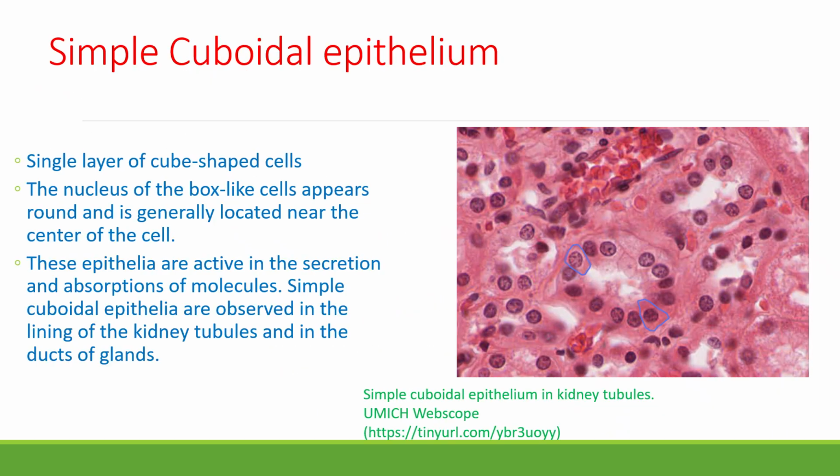Simple cuboidal epithelium is a single layer of cube-shaped cells. The nucleus of the box-like cells appears round, and it's usually right near the middle of the cell. You can see that with each one of those purple dots, and there's one cuboidal cell that is outlined in blue. If you can find that, notice that it's roughly box-like shaped, and the center of it is where we would find the nucleus. These epithelial cells are active in the secretion and absorption of molecules. Simple cuboidal epithelia are observed in the lining of the kidney tubules, the ducts of glands, places like that.